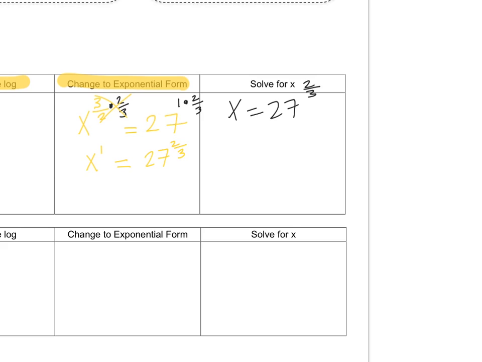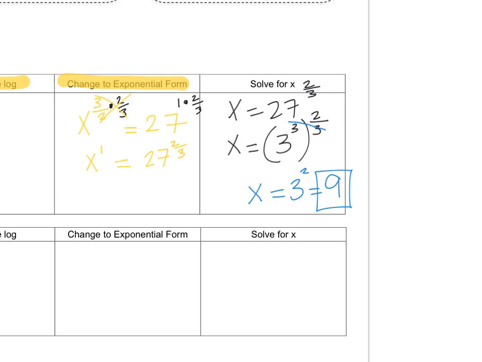Now, 27 can be written as 3 to the power 3, because 3 to the power 3 is 27. And let's keep the 2/3 on the outside. So you see what I'm trying to do? I'm trying to get 27 to be a prime number to a certain power, because with a power to a power, what do you do? You multiply. So 3 times 2/3, the 3 and 3 will cancel each other. You are left with x equals 3 to the power 2, which is 9.